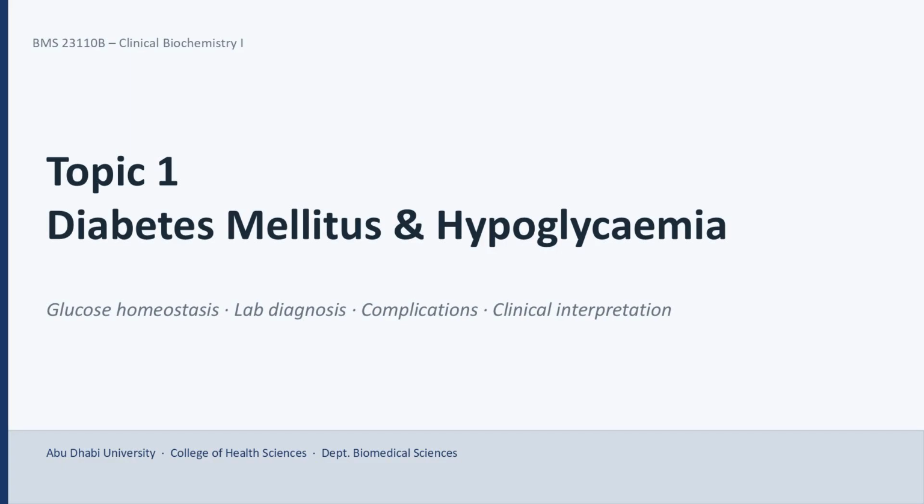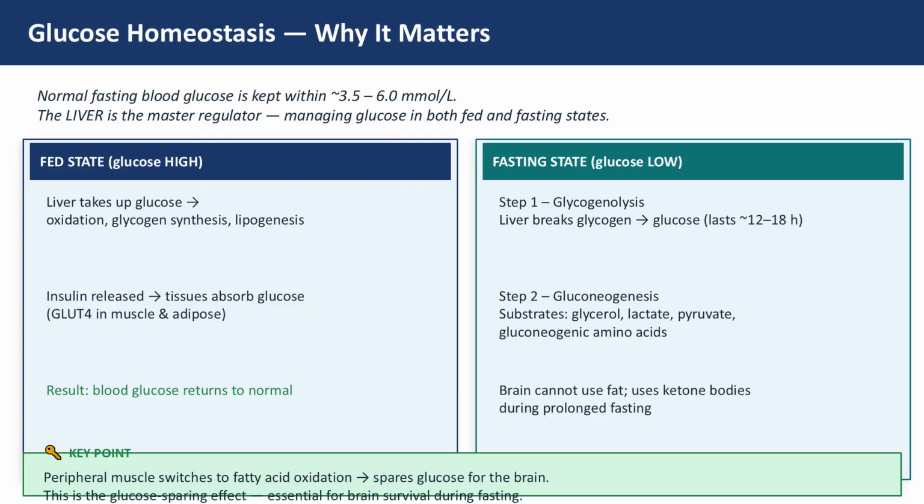Welcome to our exploration of diabetes mellitus and hypoglycemia, where we'll delve into glucose homeostasis, lab diagnosis, complications, and clinical interpretation. Understanding glucose homeostasis is crucial as it regulates blood glucose levels. The liver plays a key role in managing glucose during fed and fasting states.